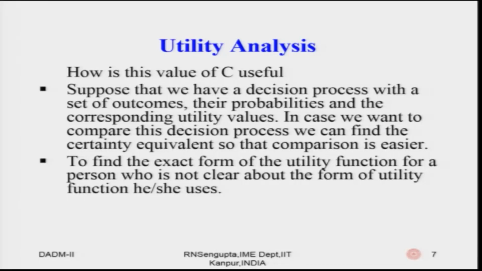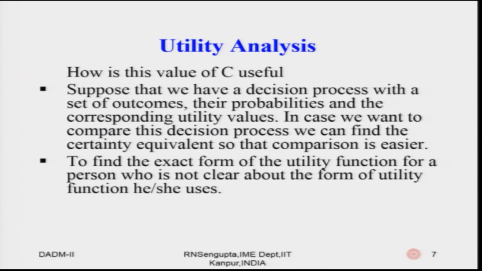Now, the question is how is the value of C useful? Suppose that we have a decision process with a set of outcomes, whatever the outcomes are, and their probabilities and the corresponding utility values are given to us. In case we want to compare this decision process, we can find the certainty equivalent so that the comparison is easy. Given C, we can compare the decisions and make our choice of which is the best decision, which is the second best decision, and so on and so forth. Certainty value is also important to find the exact form of the utility function based on which the person is taking decisions.